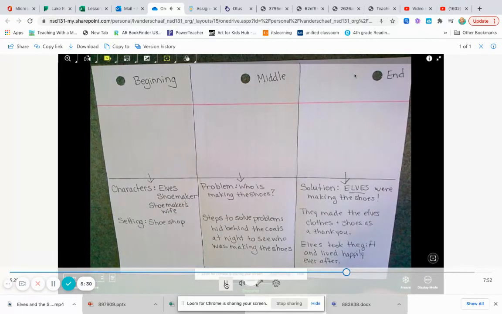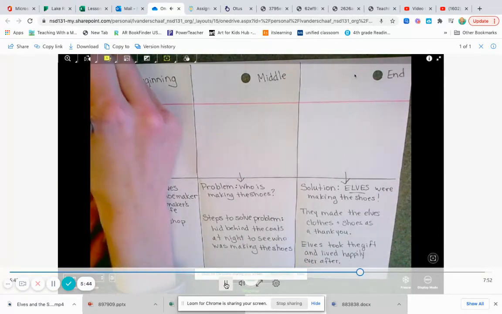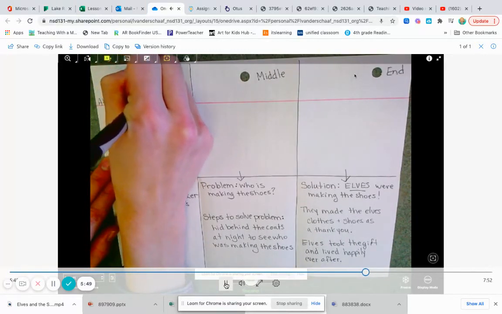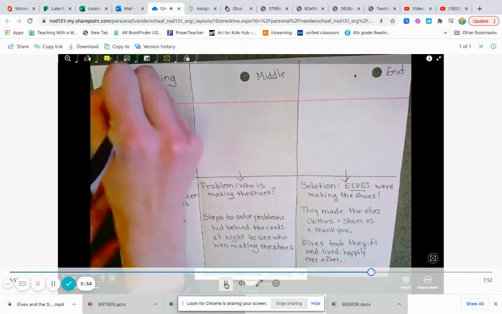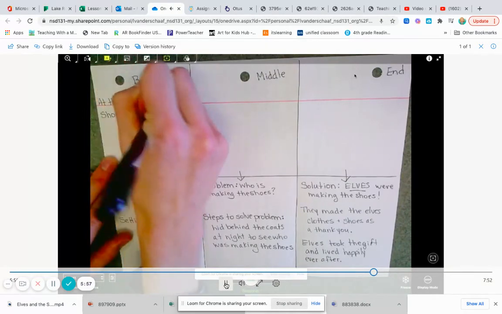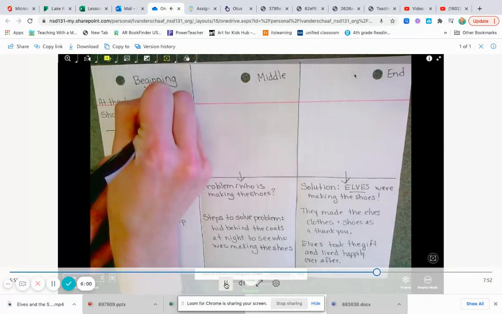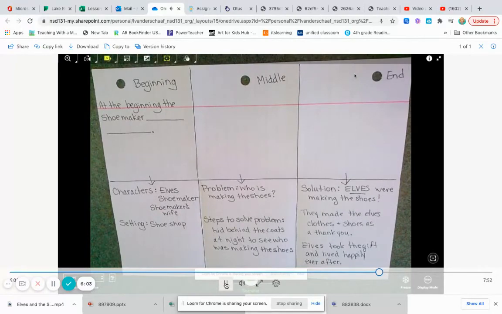Now, your assignment is going to be to fill out beginning, middle, and end. This is going to be more of a summary, so you're going to turn the beginning, middle, and end into shortened 2 to 3 sentences. So I'm going to give you some sentence starters. At the beginning, the shoemaker what? You've got to finish that sentence, and you're probably going to need to add a sentence or two more there. Then the middle talks about him wanting to solve that problem. He wants to figure out who is making the shoes.